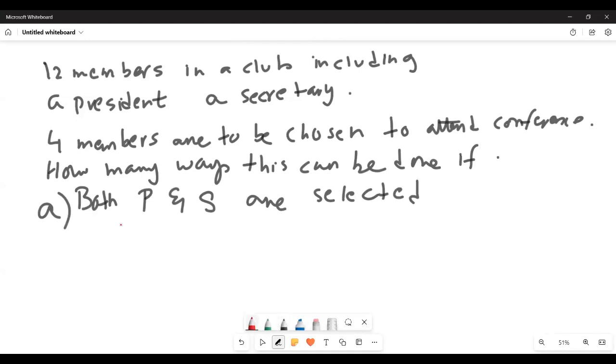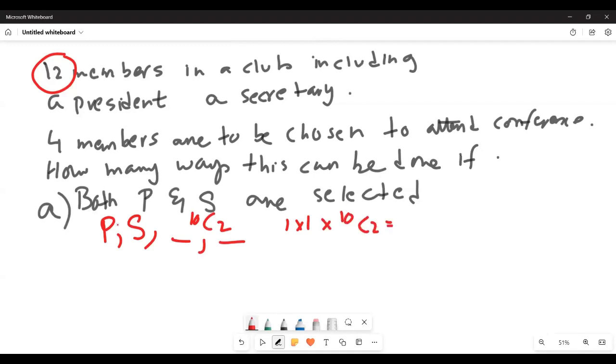Okay. So the president gets selected, he gets 1 spot. The secretary gets selected, he gets 1 spot. 2 spots are left, and 10 people are left to be selected. So 1 times 1 times 10C2. I don't have a calculator, so just enter 10C2 in the calculator and get the answer. Part B is, one of them is included, but not both.